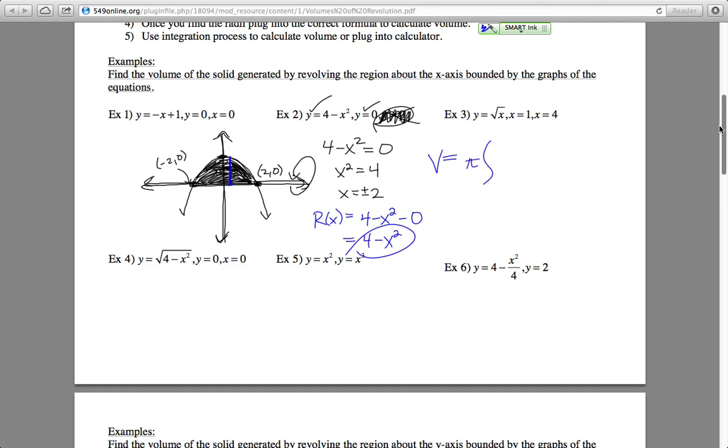Now, I liked what Griffin said, though. We could have done from 0 to 2 and just do what? Double it. It is symmetric, right? Yeah. Well, we'll just go from negative 2 to 2. Oh, 4 minus x squared. Now remember, it's radius squared, so 4 minus x squared dx.